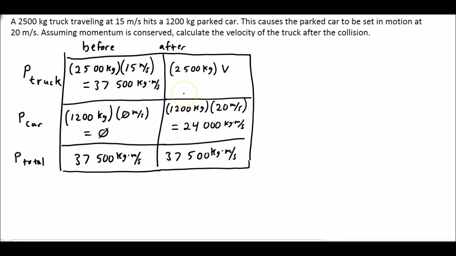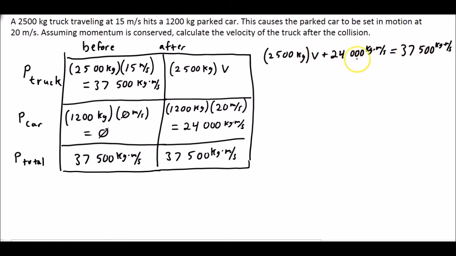So we have our data table, and now we're going to use algebra to solve this equation. We know that this is the total momentum here, and these two are going to add up to equal this. So we set 2,500 kilograms times the velocity plus our 24,000 kilogram meters per second equal to our total 37,500 kilogram meters per second.